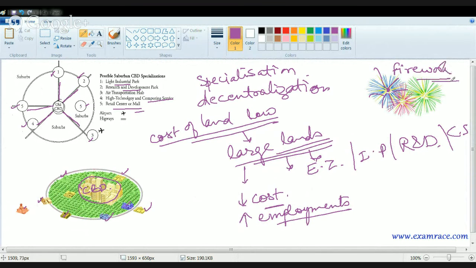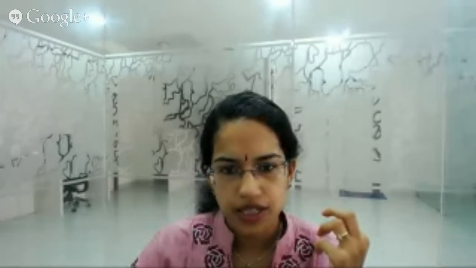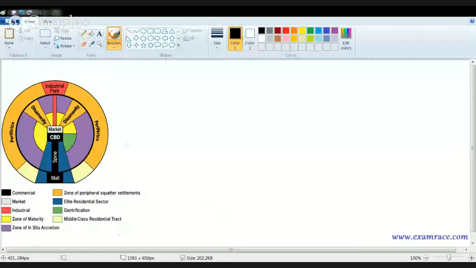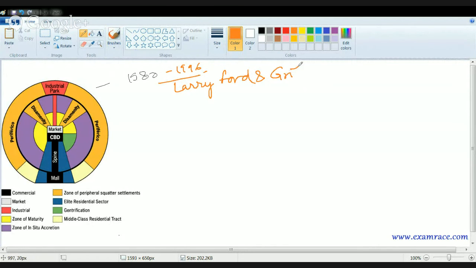Now the last model that we will be talking about is the Latin American city model. The Latin American city model is much more similar to the last discussed model, the multiple nuclei model. This is one of the very recent models, given in 1980 and later updated in 1996, given by Larry Ford and Ernest Griffin for Latin American cities.